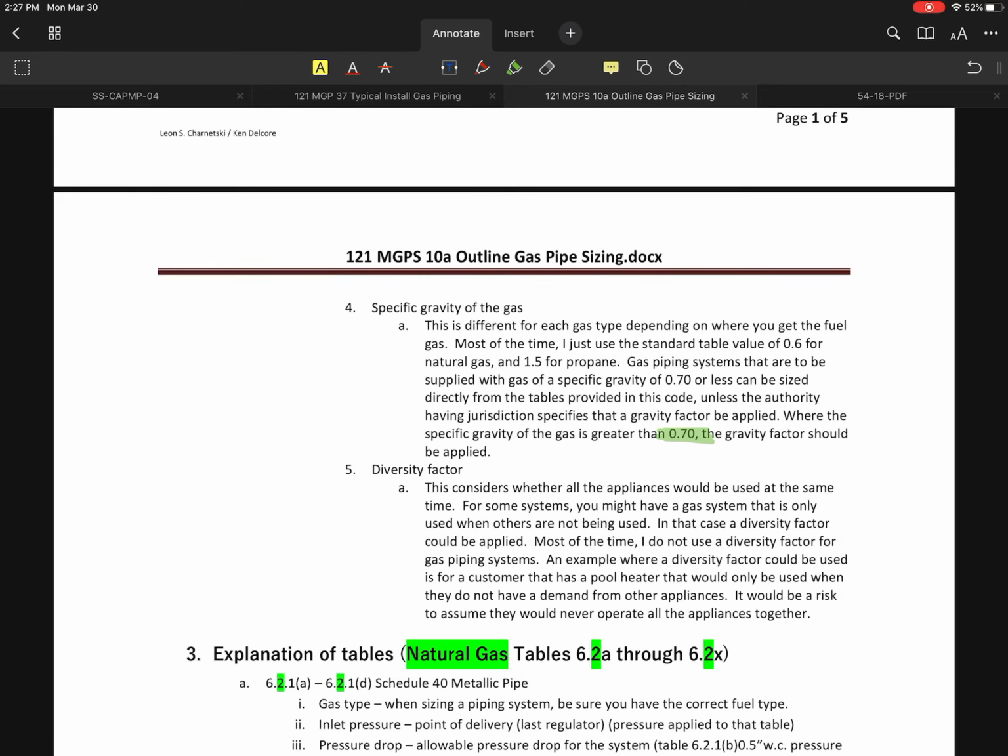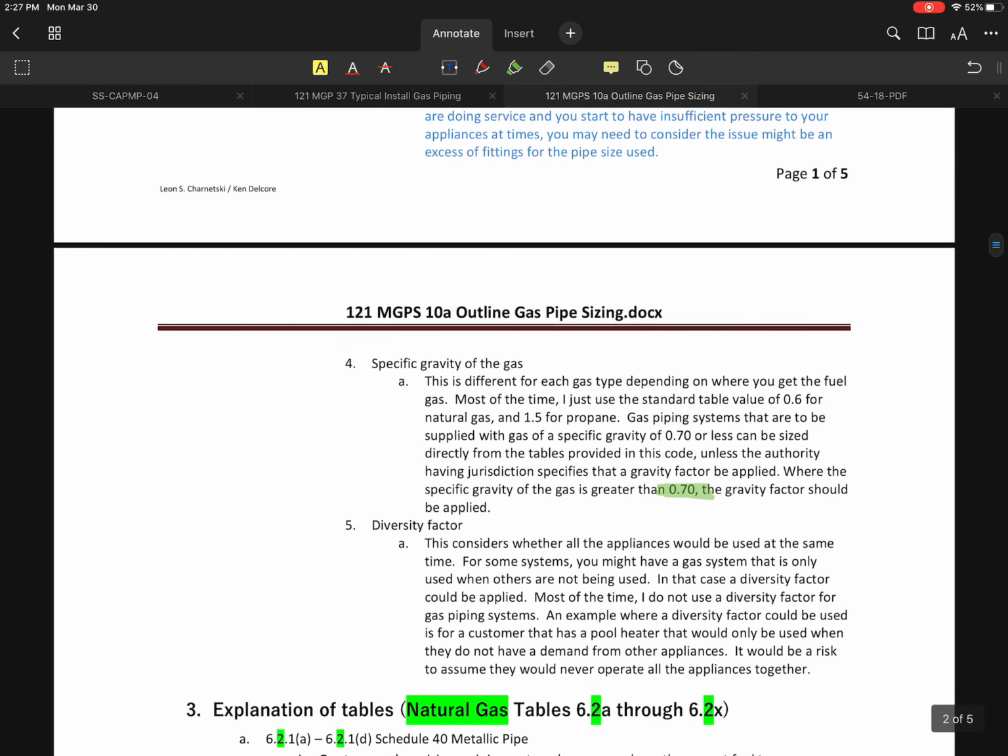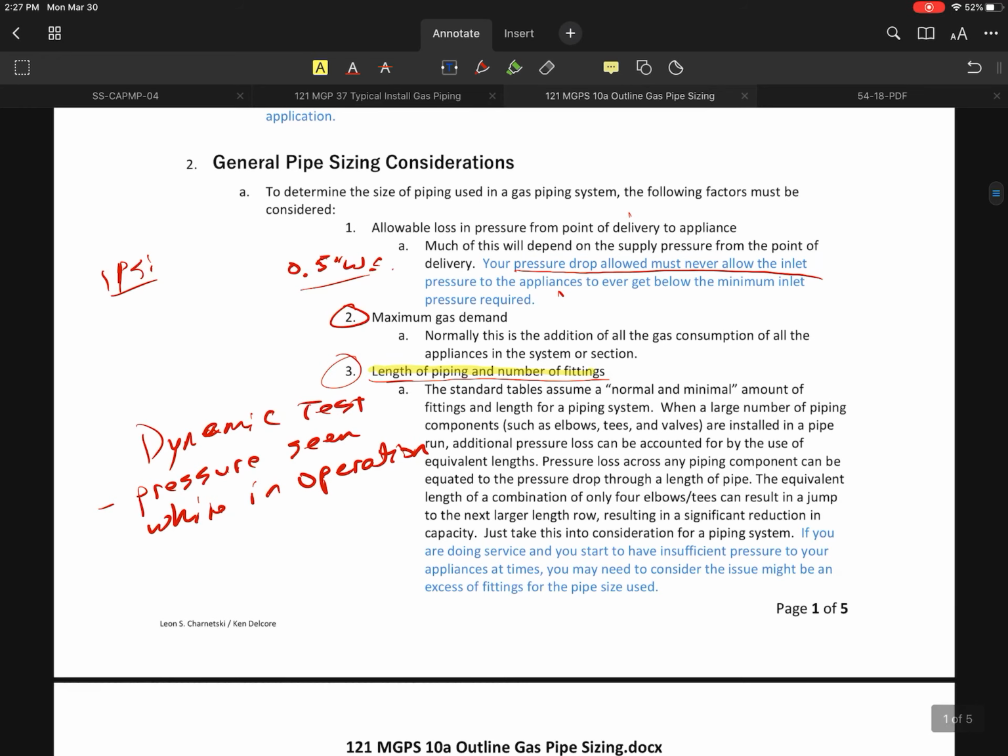But of all those five factors, the allowable pressure drop is a big one. The max gas demand, that's another big one. The length of the piping and the fittings are less of a deal, but it's something you have to consider. My specific gravity and my diversity factor, if that applies, are the things that you have to do. So those are my five general pipe sizing considerations.